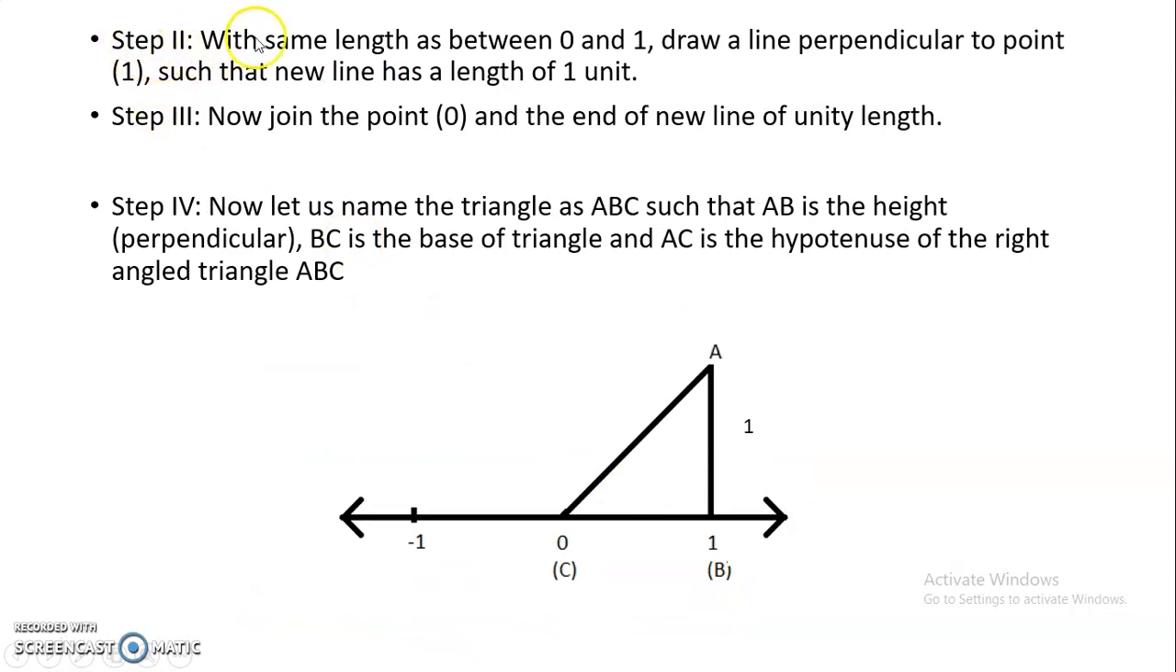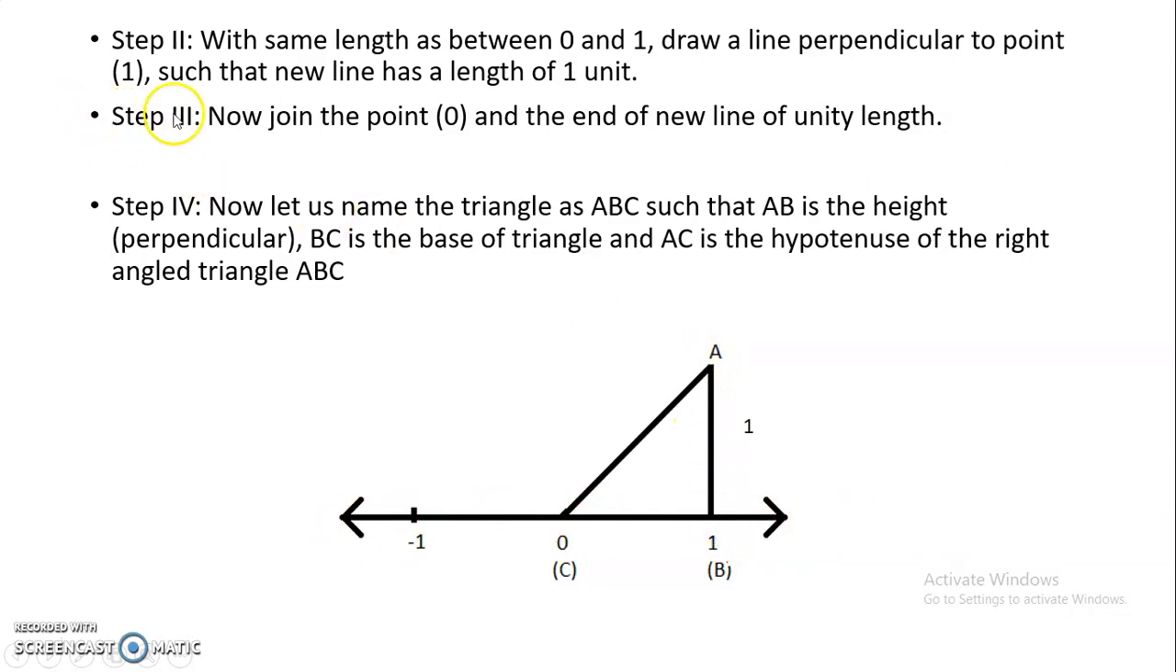Then in step 2, with the same length as between 0 and 1, draw a perpendicular to point 1 such that the new line has a length of 1 unit. So from this one you have to draw a perpendicular. Perpendicular means you can use your compass, you can use your D to make a 90-degree angle over here. So this will become a perpendicular over this number line from this point 1.